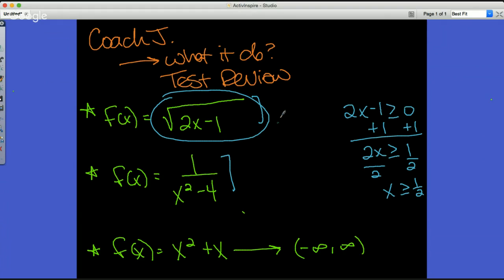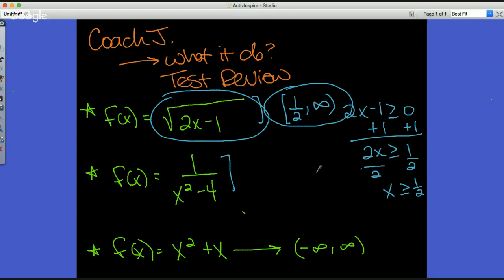Now, if that's the case, which we know is true in this case, we know that if it's greater than or equal to, we'll have 1/2 to infinity, because it's got to go to infinity there, or has a possibility of going there. And we also know that this 1/2 is going to be a bracket because of the equal sign right there.